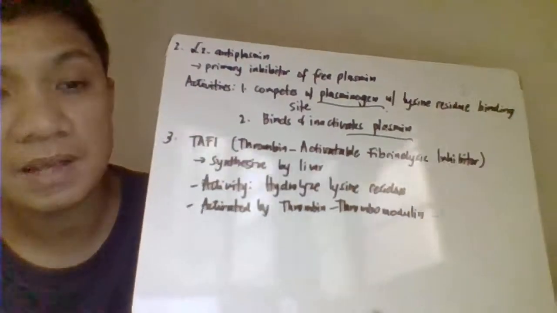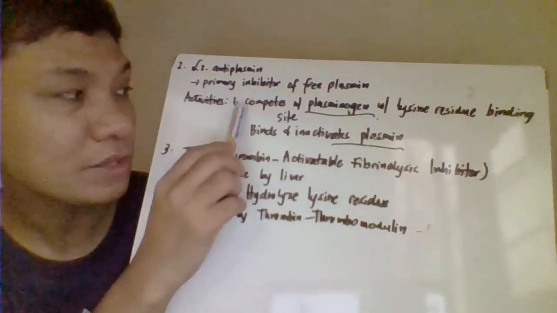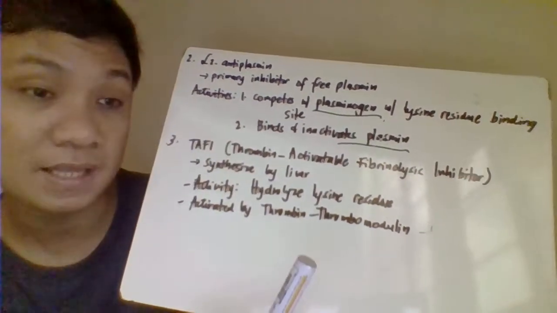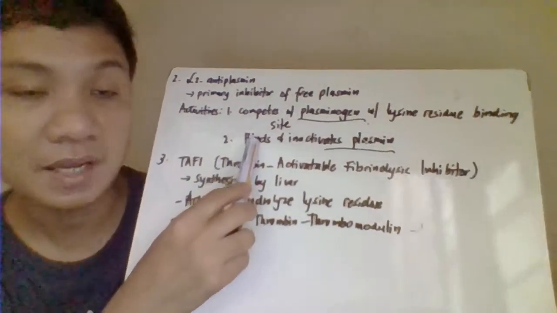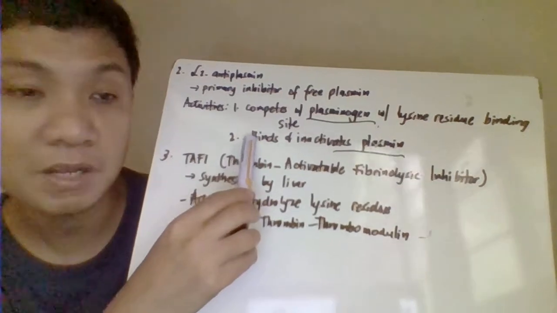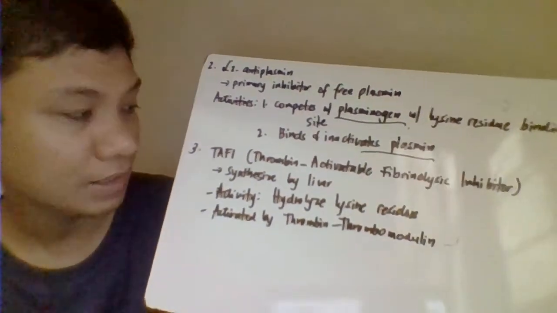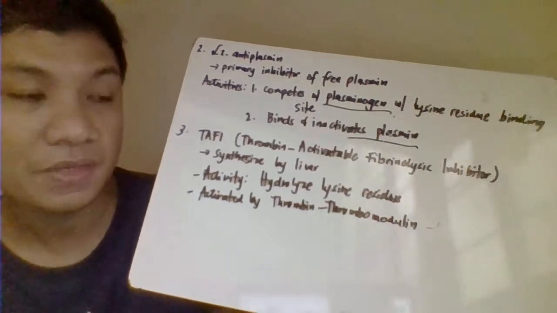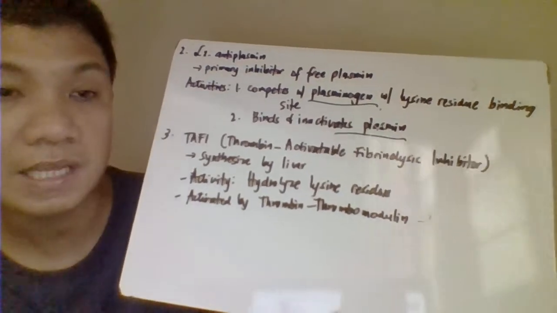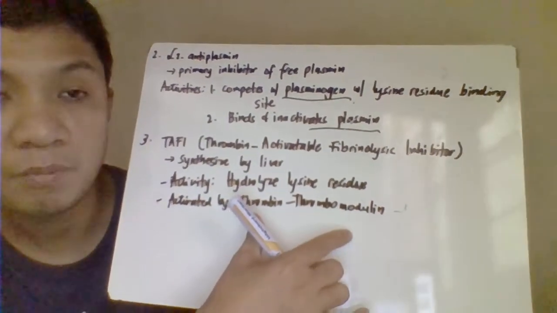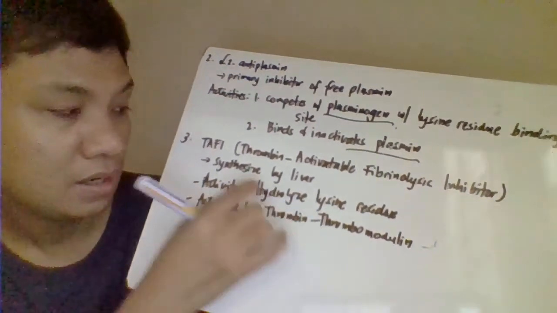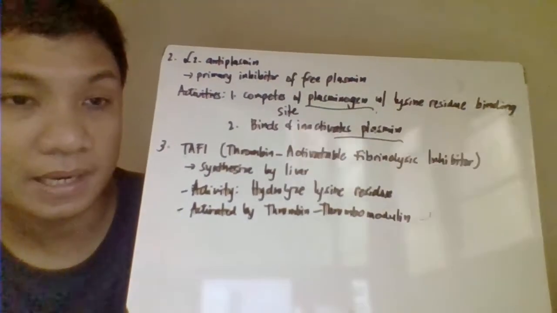But the alpha-2 antiplasmin, kung competing siya sa binding site, wala kang plasmin because your plasminogen will not be converted to your plasmin. Second one, your plasminogen has already been converted to your plasmin. Okay, third one, TAFI, thrombin activatable fibrinolysis inhibitor. This one is being produced by thrombin-thrombomodulin activation. Okay, this one is also synthesized by our liver.